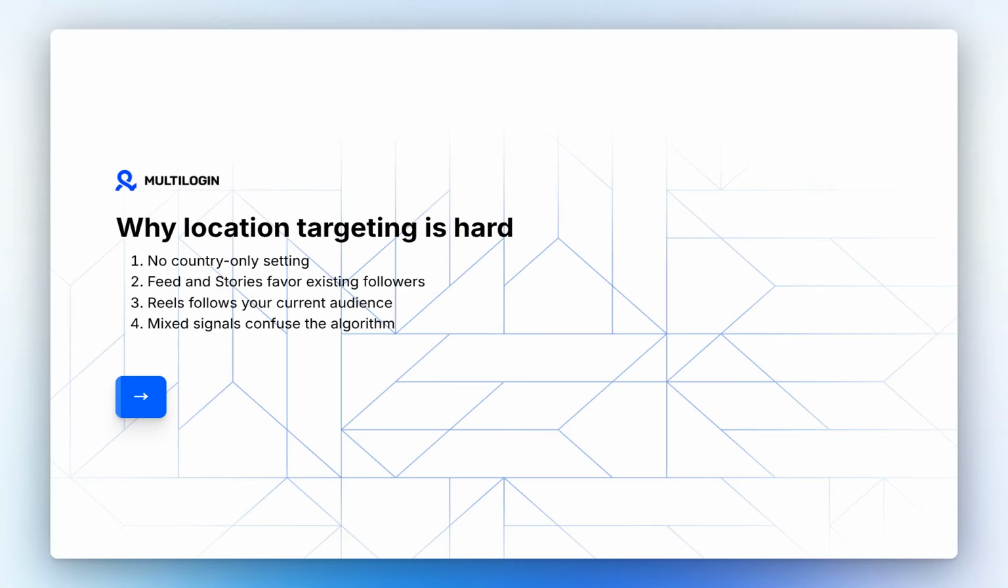Instagram doesn't make it easy to target users by location. There's no native setting to restrict your posts to one country. Your feed and stories reach your existing followers first, no matter where you're trying to go. Reels leans on the language and geography of your current audience, and running multiple markets from one account sends Instagram mixed signals about who you're really for.